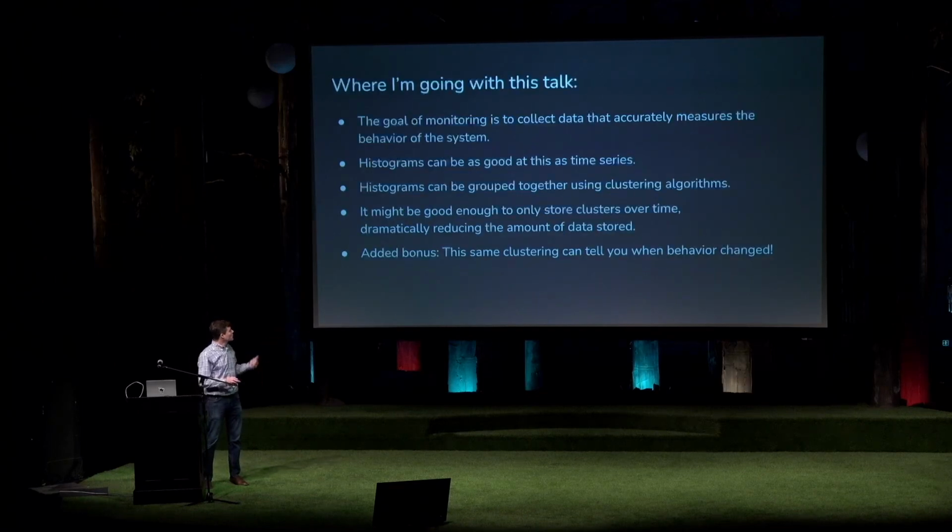Now, here's where I'm going with this. I don't have a lot of time. It's only 30 minutes. So I'm going to cover 3 main points. The first one is measuring the accuracy of histograms. The second one is how to take histograms and group them by similarity. And then third, I'm going to show that you can use that grouping of histograms to create a representative histogram that you can store at far less cost.